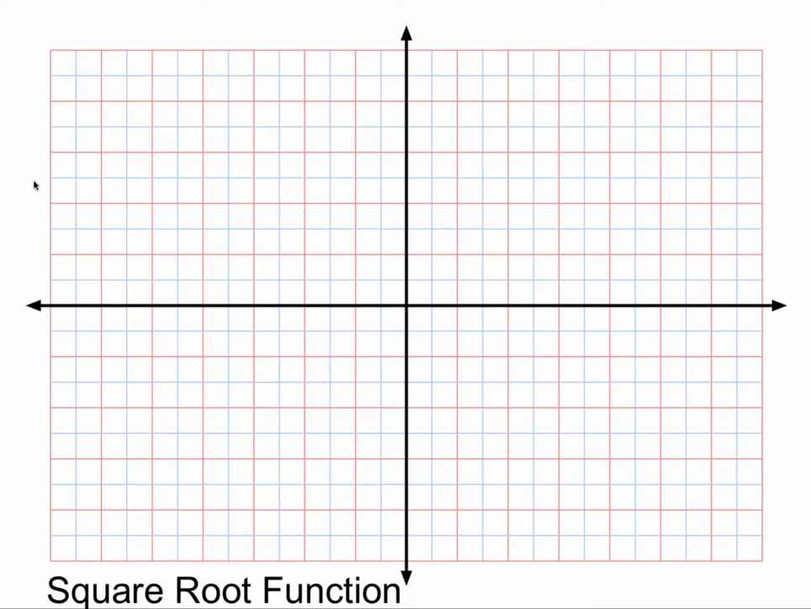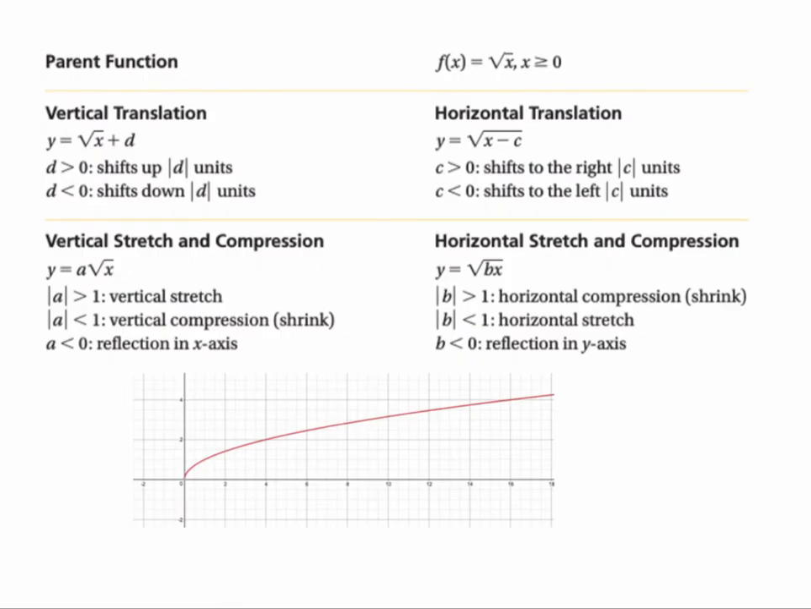Now let's do some square root functions. Square root functions are a little bit different than what we've been doing. They have a domain of x greater than or equal to 0 for the parent function y equals the square root of x. Now, of course, for a vertical translation, we're going to have the square root of x plus d, and if d is positive, then it'll be a shift up, whereas if d is negative, it'll be a shift down. For horizontal translation, we're going to have this x minus c here underneath the radical.